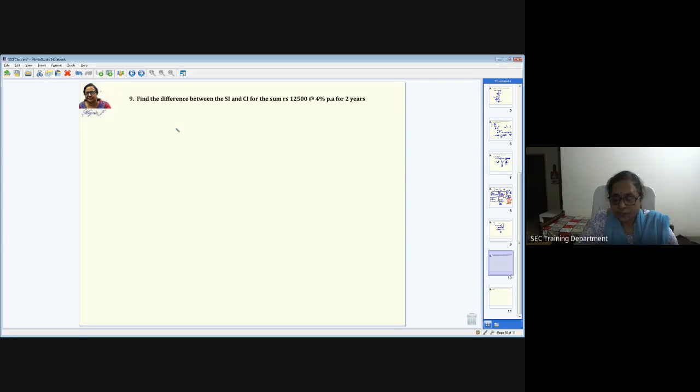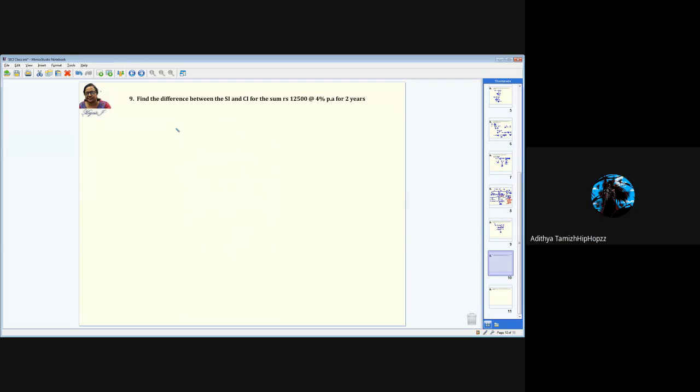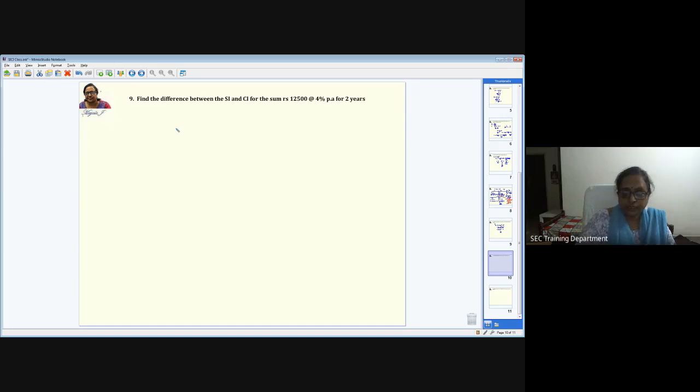See, there are 2 ways to do it. I have given you the formula where you can directly apply that formula and get the answer. But the steps also you have to write here. So first you do it directly. So compound interest and simple interest for 2 years, and the interest rate is given. So you do the direct calculation first.